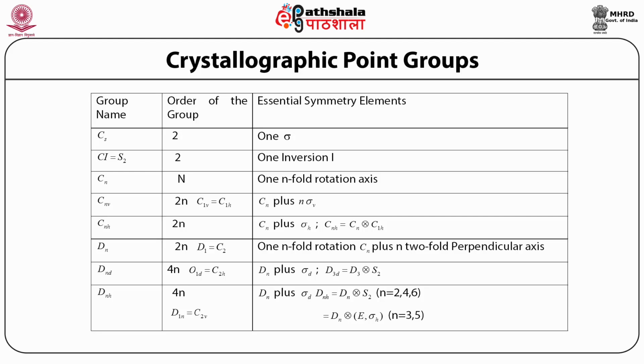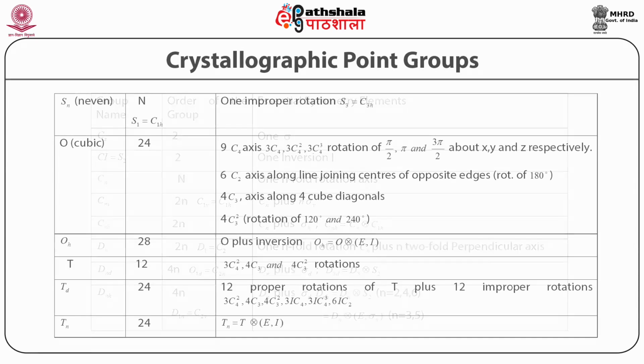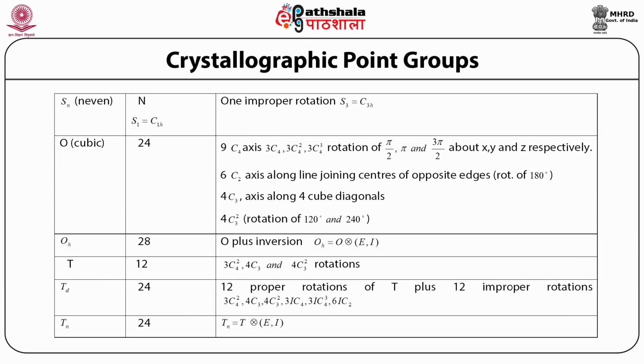And the group Dnh has 4n elements. The order of the group is 4n, whereas D1h in fact is just equal to C2v. And the Dnh group has the following symmetry. It has the symmetry Dn plus the symmetry in the dihedral plane, sigma d. So Dnh is the direct product of the group Dn with S2 for n equal to 2, 4, 6, or Dnh is equal to Dn with the direct product with the group E, sigma h for n equal to 3 and 5. Then we have the group designated as Sn for n even.